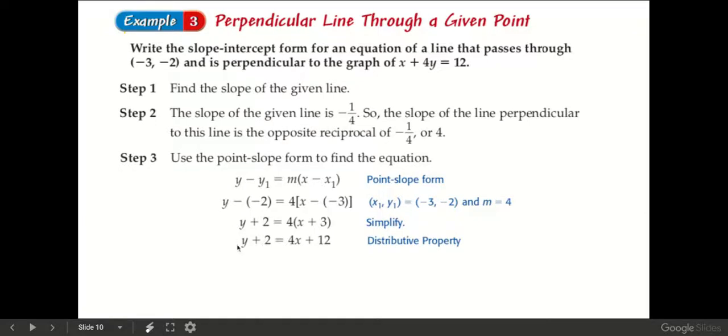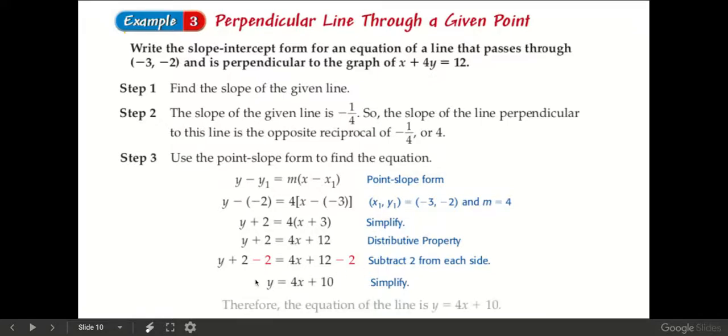And then the last part is just getting the y value by itself. Subtract 2 from each side. And I get y equals 4x plus 10 because 12 minus 2 is 10. So this would be my slope-intercept form of that line, right? Y equals 4x plus 10. This is the slope-intercept form of the line that is going to be perpendicular to this one, right? Because it's got opposite reciprocal slope. And it's going to go through this point.